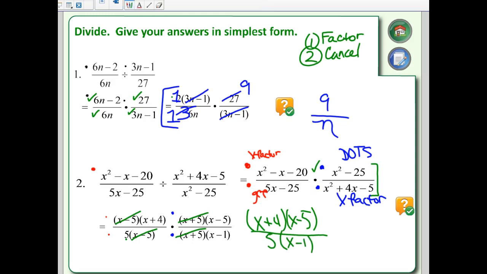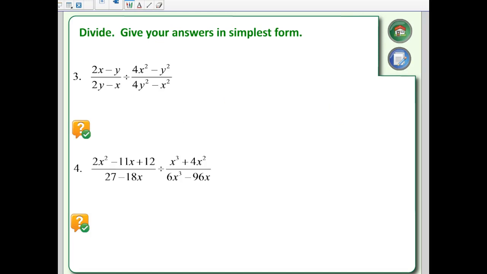Hopefully, factoring all these polynomials should come very easy by now, because we've been doing that for almost a month. And remember, for division, we're going to multiply by the reciprocal. Okay, I think I have 2 more, and let's see what happens.